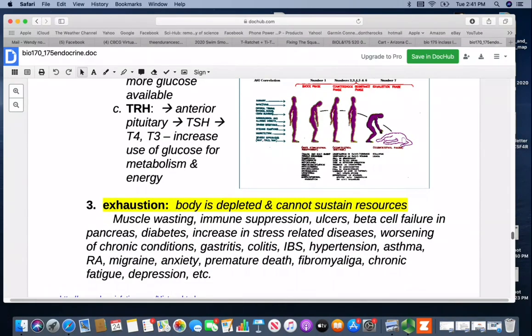There are several diseases that are associated with this. We see muscle wasting, immune suppression, ulcers, beta cell failure in the pancreas. That can lead to diabetes, increase in stress-related diseases, worsening of chronic conditions, gastritis, colitis, irritable bowel, hypertension, asthma, rheumatoid arthritis, migraines, anxiety, premature death, fibromyalgia, chronic fatigue, depression. This is not an exhaustive list. You could probably argue just about any disease is made worse with stress.